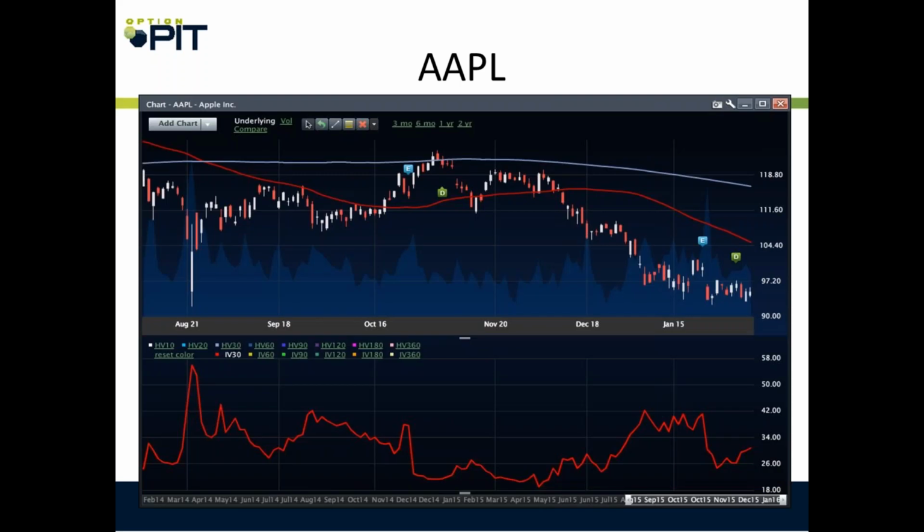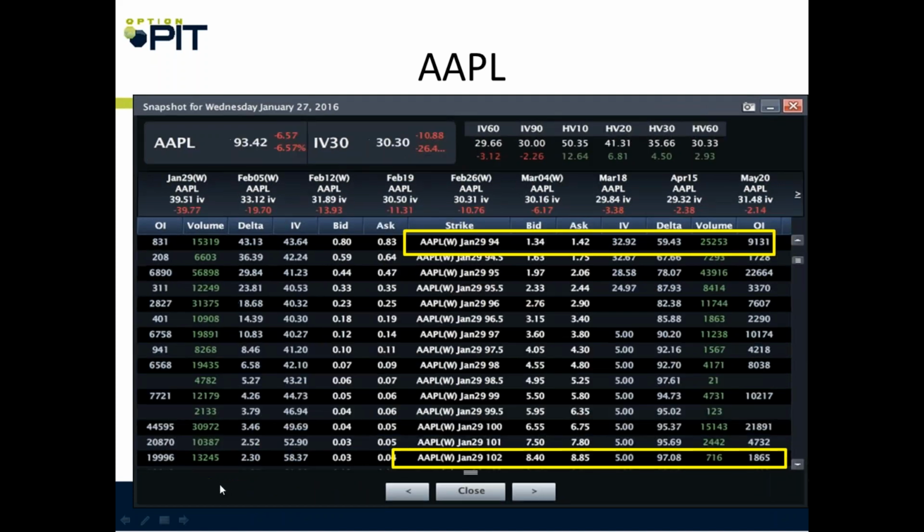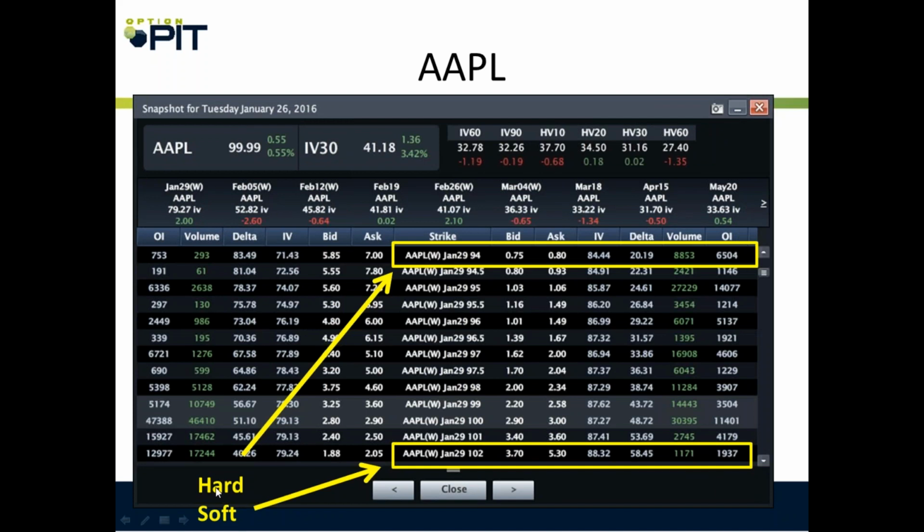So take a look at this chart of Apple. And you look where the volatility is. Apple at this time is trading around 100. Your hard delta is going to be the 102 puts. Your soft delta is going to be these out of the monies, these 80s.